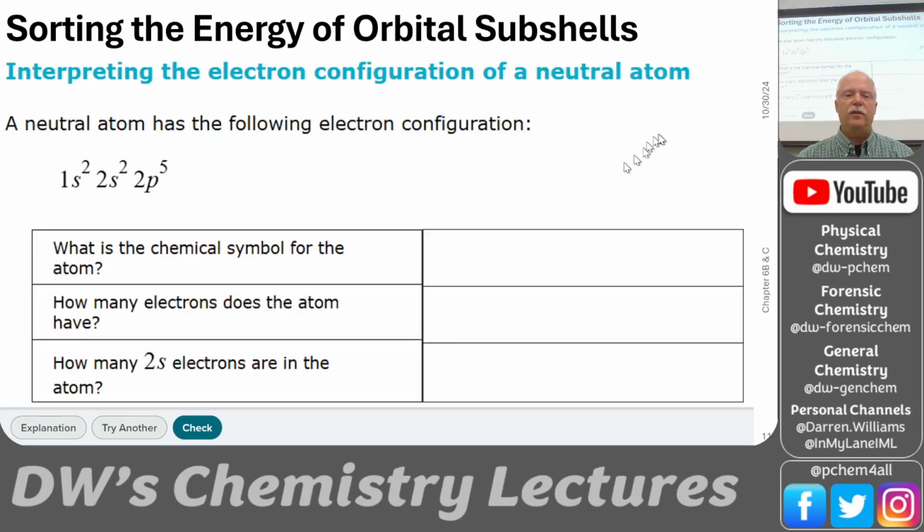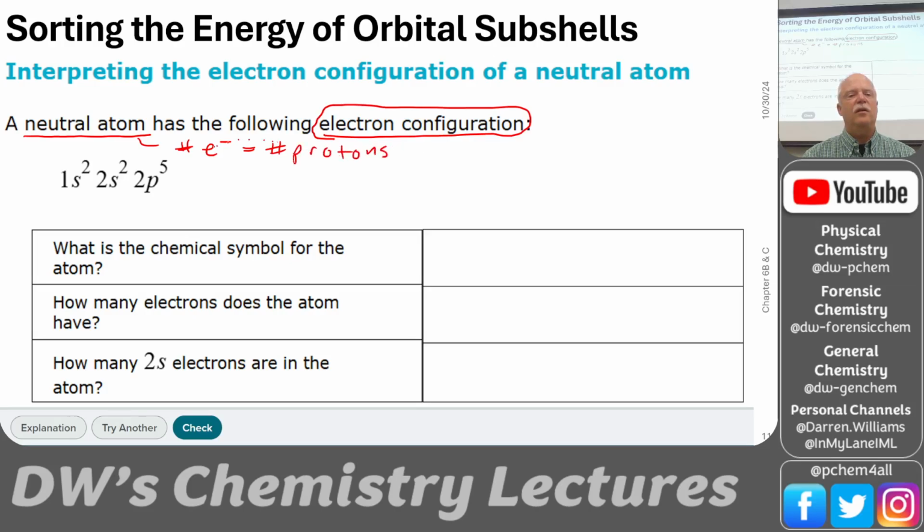Okay, the last one for Alex that's due tonight. So a neutral atom has the following electron configuration. So here we're getting into this term electron configuration. So we're about to learn a whole lot about electron configurations. Okay. And so here's some questions we have about it. What's the chemical symbol for the atom? Okay, this says it's a neutral atom. So what do we know about neutral atoms? The number of electrons equals the number of protons. Does everybody agree with that statement if it's neutral?